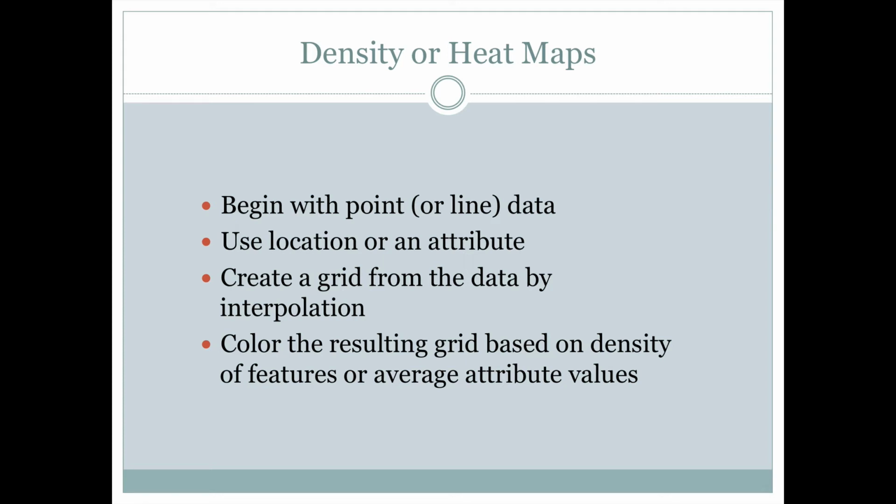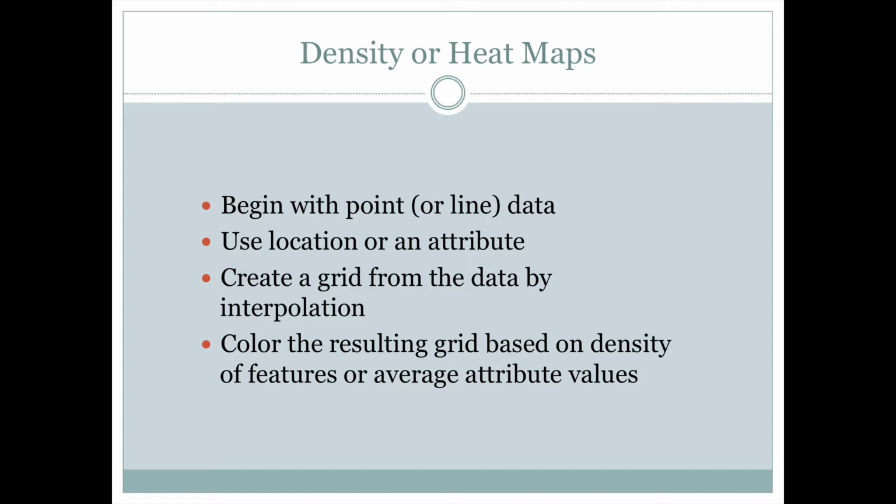Density or heat maps are quite a common way to display patterns. When we're talking about density maps, we're talking about a different thing than dot density maps. And as you'll see, they're made in a completely different way. With density or heat maps, we begin with known point or possibly line data.